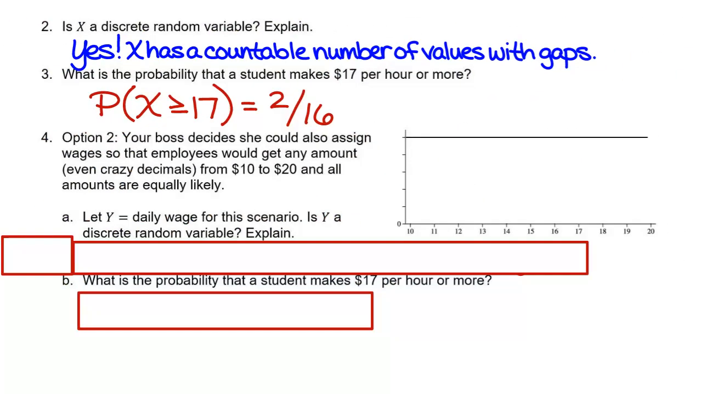Do you think this would be a very good way to determine wages for the day? Probably not. So let's look at a second option. Option number 2: your boss decides she could also assign wages so that employees would get any amount, even crazy decimals, between $10 and $20, and all the amounts are equally likely. Let Y, a new variable, equal the daily wage for this scenario. Is Y a discrete random variable?